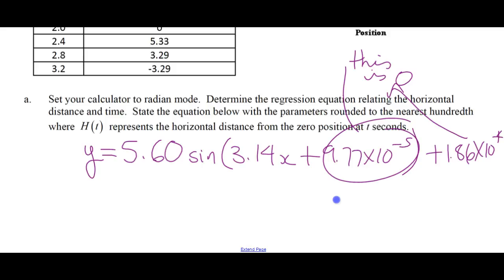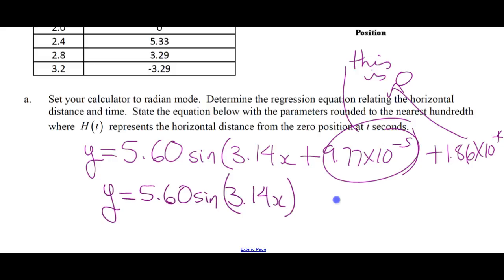So here's what we're actually going to write. Round it to 2 decimal places, that's 0, right? Because it's 0.000009, etc. So this is really y is equal to 5.60 sine 3.14x, plus 0 plus another 0. So it's just 5.60 sine 3.14x.